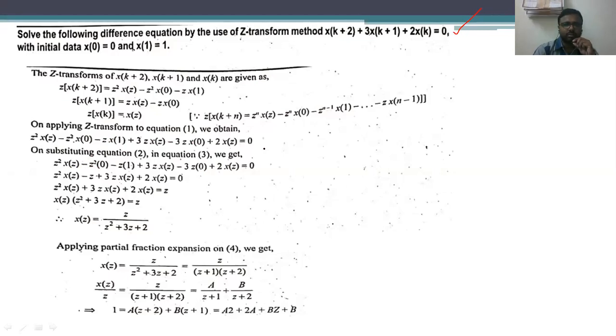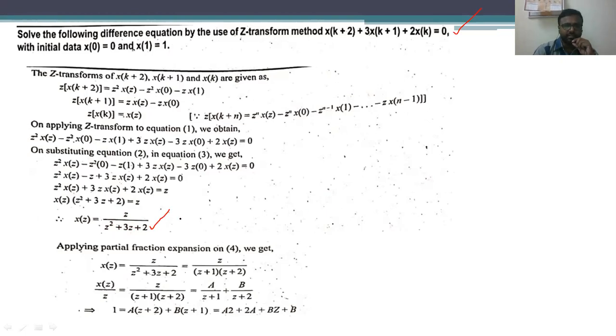So substituting the values of x of 0 and x of 1 in this one, we are going to get z square into X of z minus z square into 0 minus z into 1, plus 3z into X of z minus 3z into x of 0, whose value is 0, plus 2 into X of z. So separating the terms of X of z, we get the Z transform function as X of z is equal to z divided by z square plus 3z plus 2.